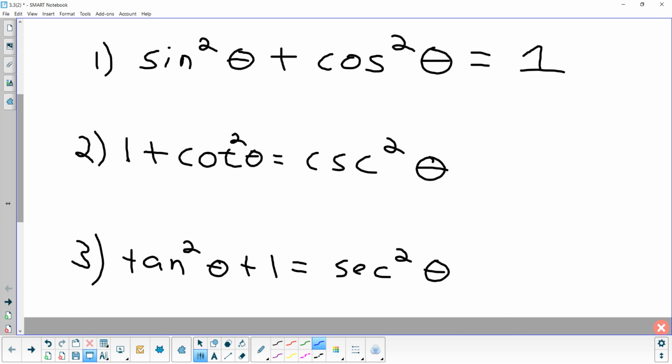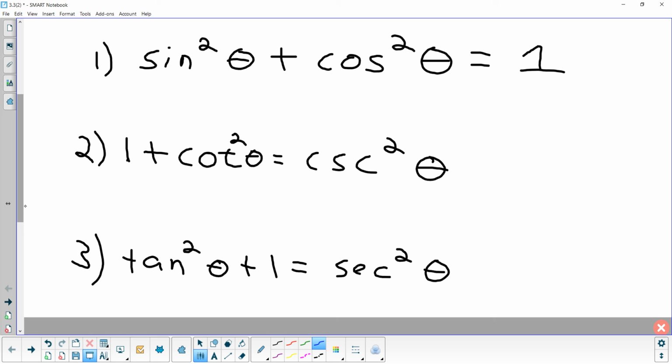Okay. And the third one uses the 2 trig functions we haven't used yet, tangent squared and secant squared. And it says tangent squared plus 1 equals secant squared. Okay, so those are the 3 Pythagorean identities. At this point, I've given you all the identities that you're going to learn. The reciprocal, the quotient, and the Pythagorean.